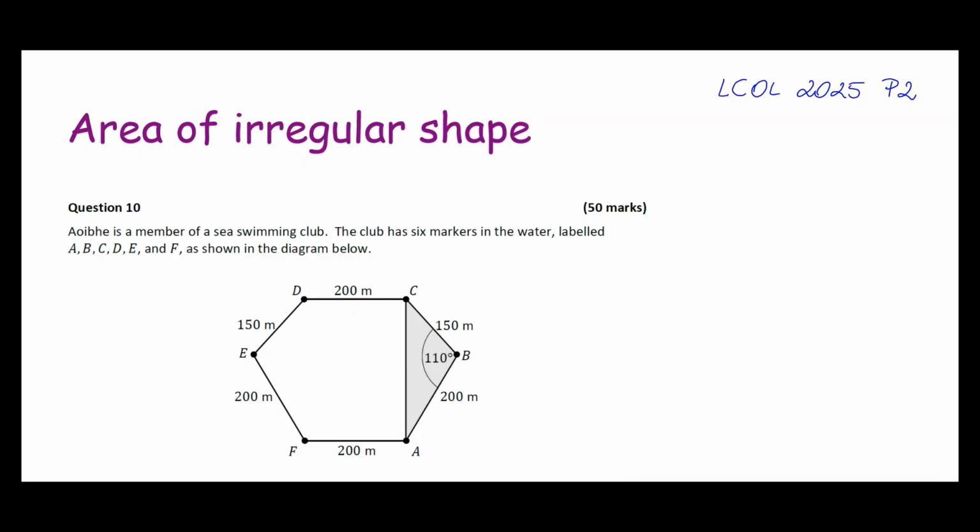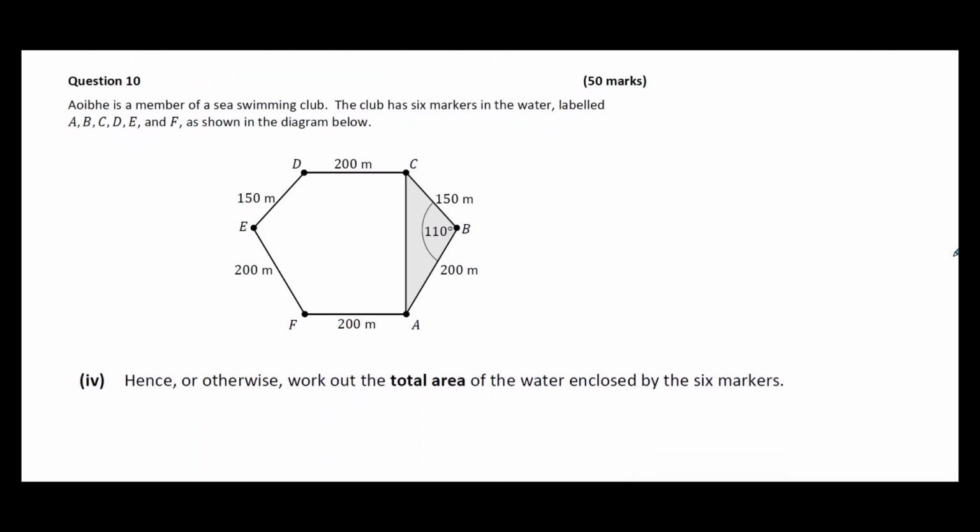In this part of the question, we are looking at calculation of an area of irregular shape. What we mean by that is the shape we don't have the formula for. So this is the story about Aoife and the swimming club, and we are given a kind of map of how that swimming can be done here.